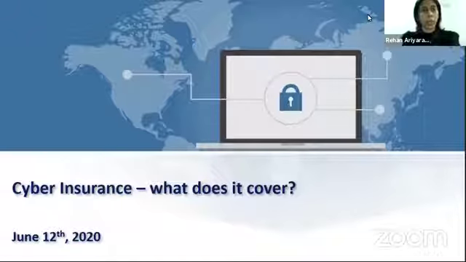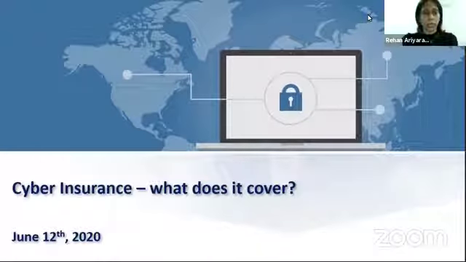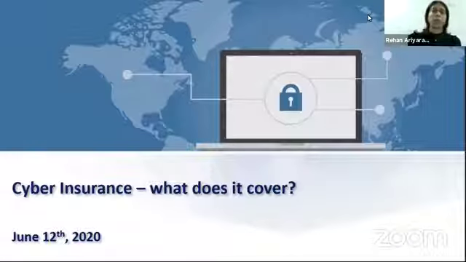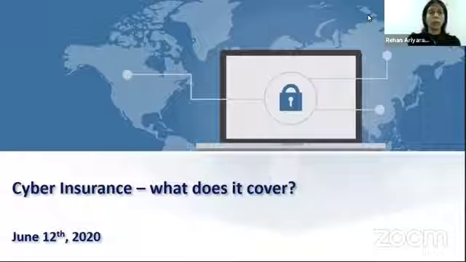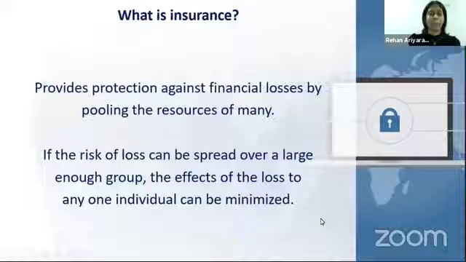So basically, to get our bearings right, we have to understand what exactly insurance is. I hope everybody can see the slide. Insurance provides protection against financial losses by pooling the resources of many. This is basically the concept. If the risk of loss can be spread over a large enough group, the effects of the loss to any one individual can be minimized.